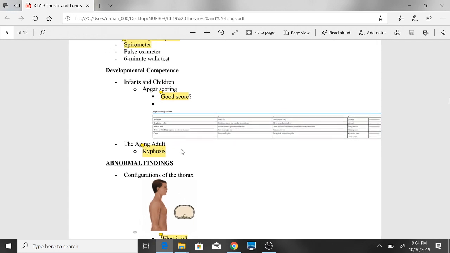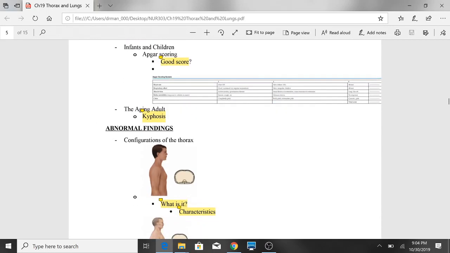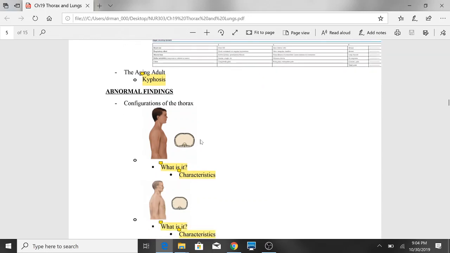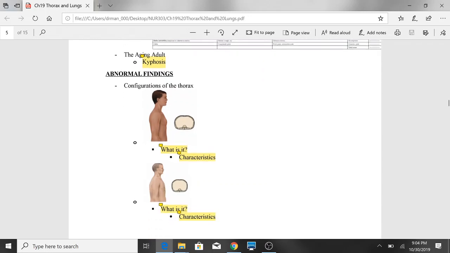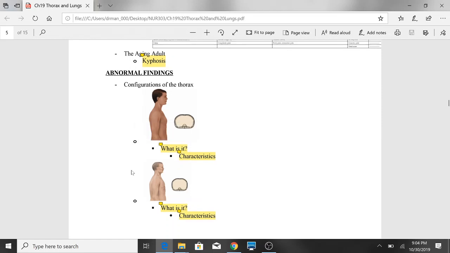Now looking at the aging adult, kyphosis is basically a humpback spine, an outward curvature of the thoracic spine. You'll see a picture of that in a second. Now let's look at some normal findings. This one is not abnormal. This looks normal. What are the characteristics of what a normal adult will look like in relation to the thorax? Elliptical shaped thorax, and the AP to transverse diameter is 1:2 or 7:10.